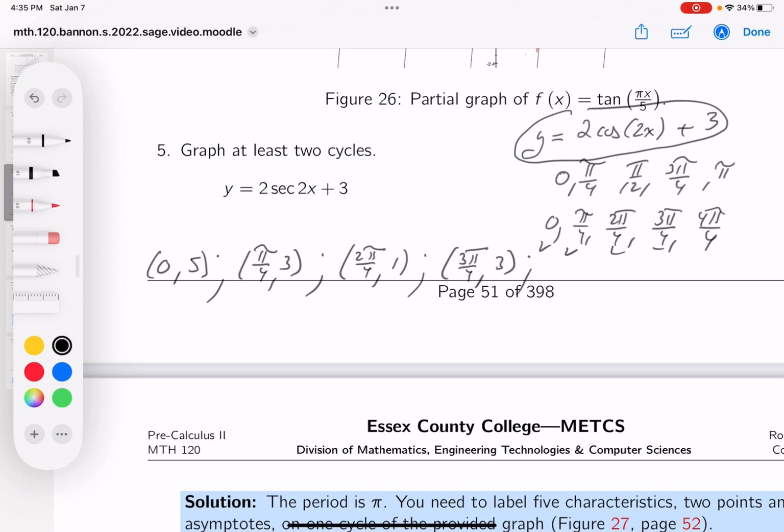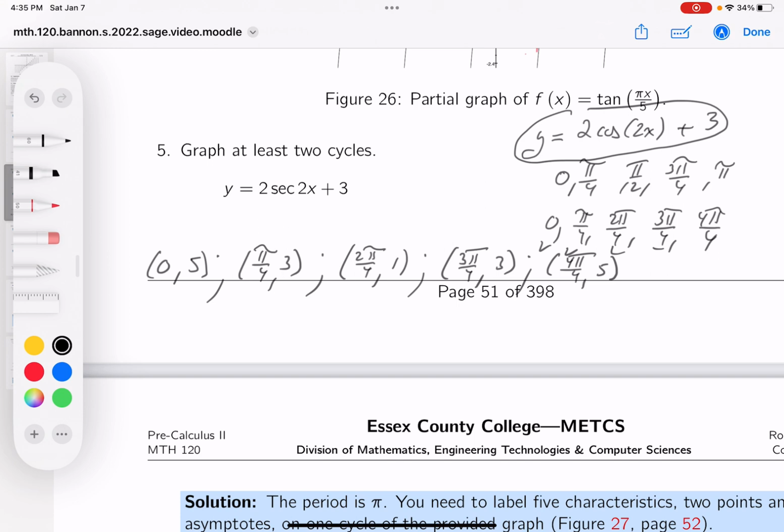What's next up? Let's take a look. 4 pi over 4, and 2 times that would be 2 pi. That would be cosine of 2 pi is 1. So you get 2 plus 3 is 5. So 4 pi over 4 would give you 5.